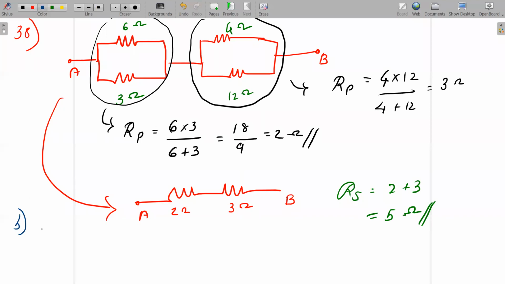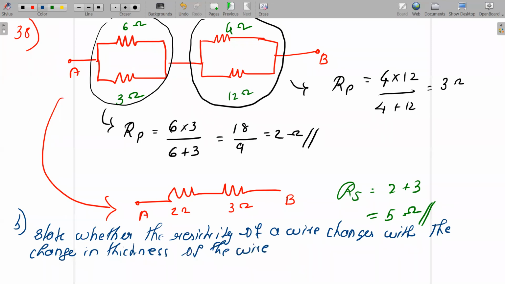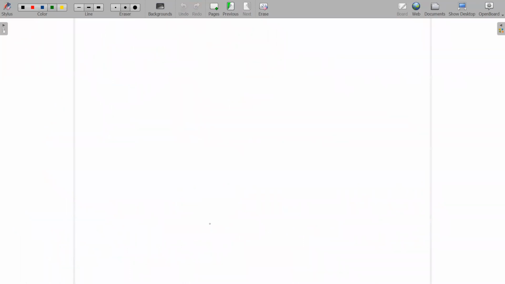General question I'm giving for this, right? State whether the resistivity of a wire changes with the change in thickness of the wire. Steady current electricity, perfectly okay. Answer is no. Already taught you the factors and all. No, it does not change. Those things already discussed, right? Sir can teach, you guys can learn.